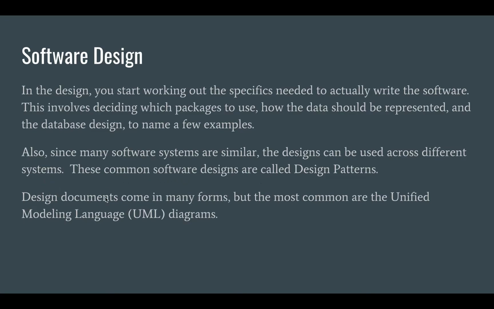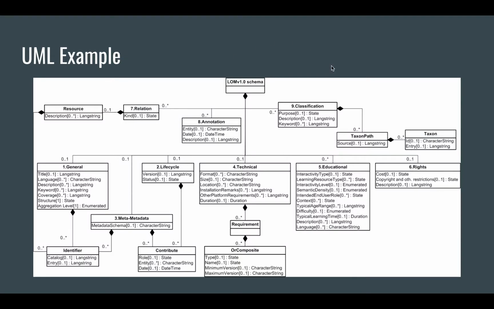So design documents come in many forms, but the most common are what are called UML, or Unified Modeling Language diagrams. So first, let's see UML. And once again, this isn't going to be part of the class. I'm just trying to show you that this exists in general. So here's what you would call a UML class diagram. And each of these symbols means something.